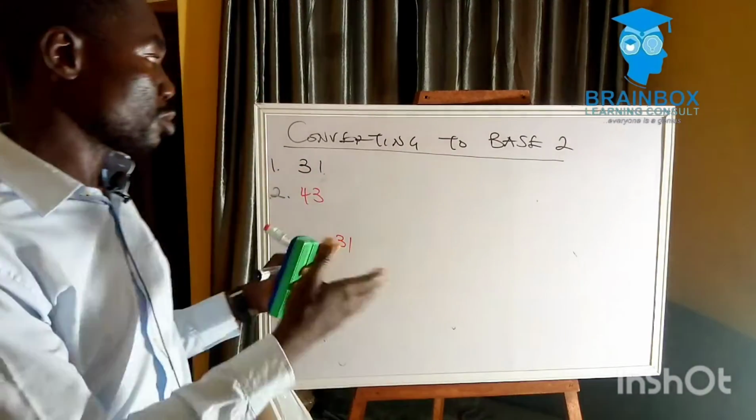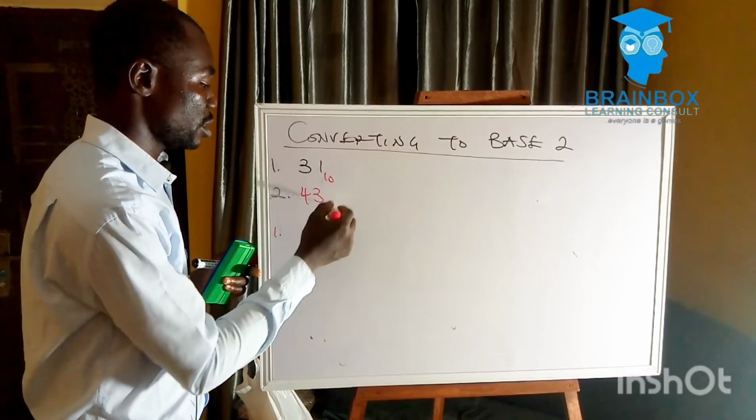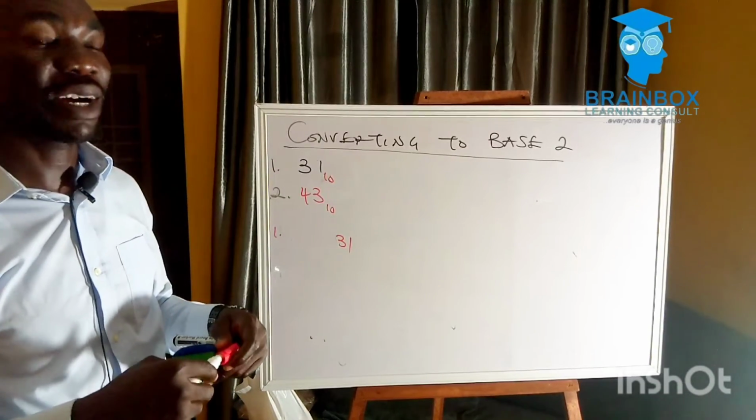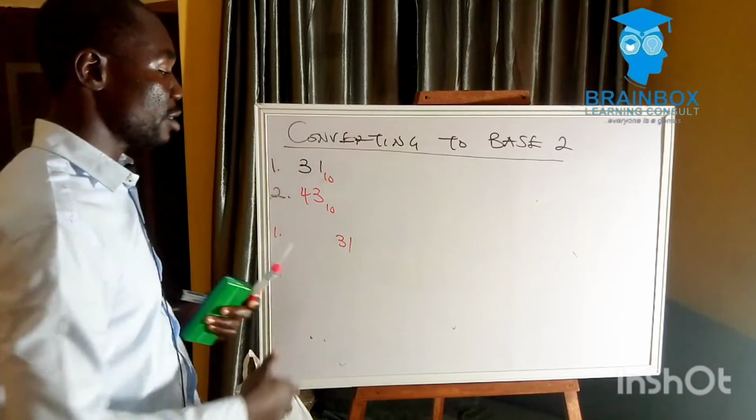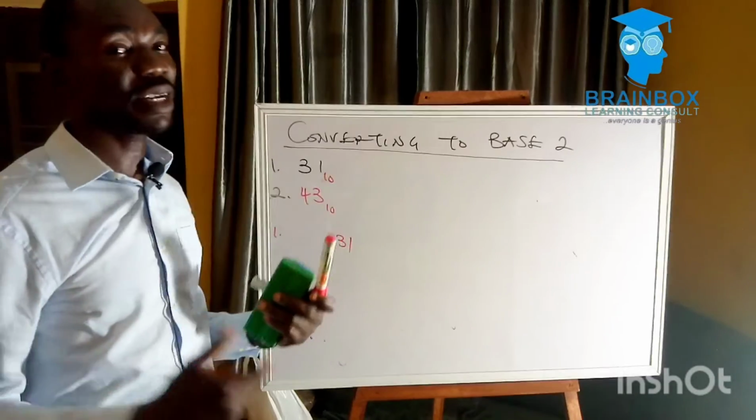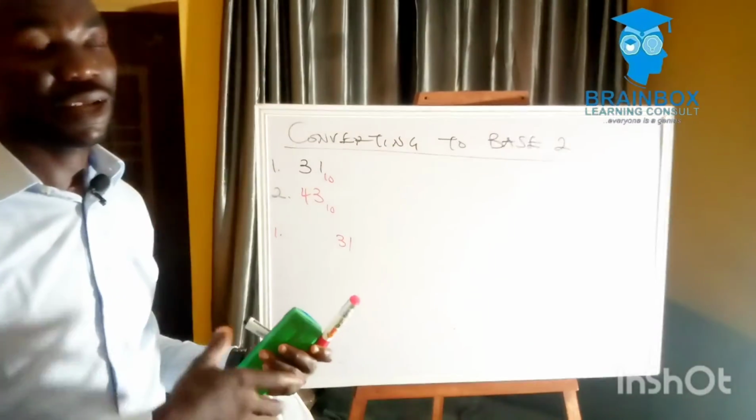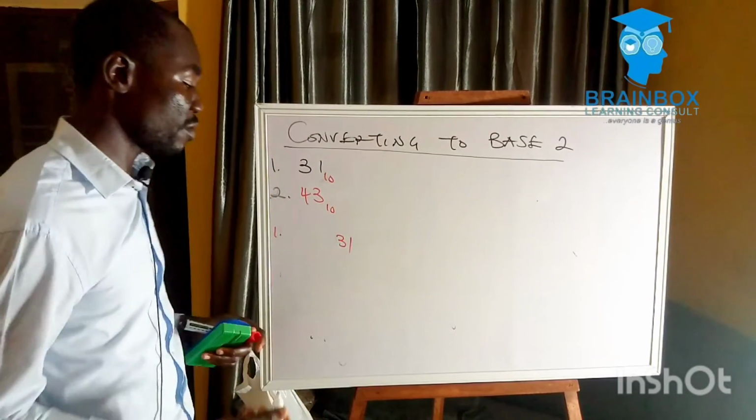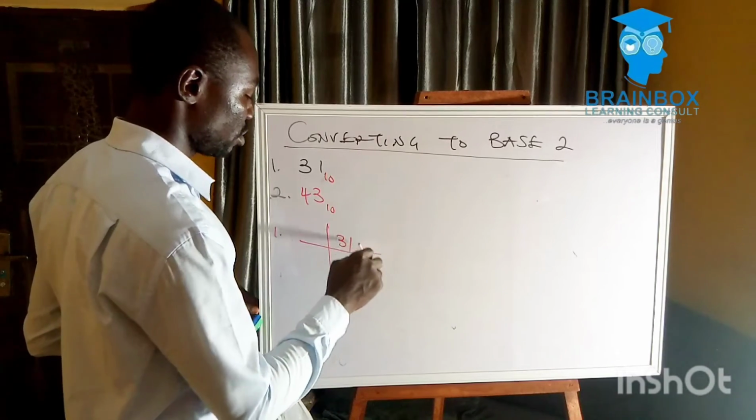But I want to assume that these are base 10, which are natural numbers. So I want to show you how we can quickly convert base 10 to base 2. In our subsequent videos, I will make time to put you through converting any other base other than base 10 to base 2. So for the sake of this video, this is base 10. We are converting into base 2.